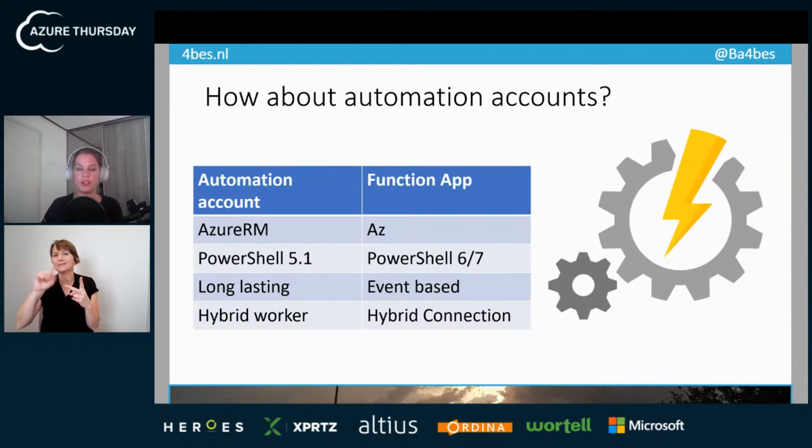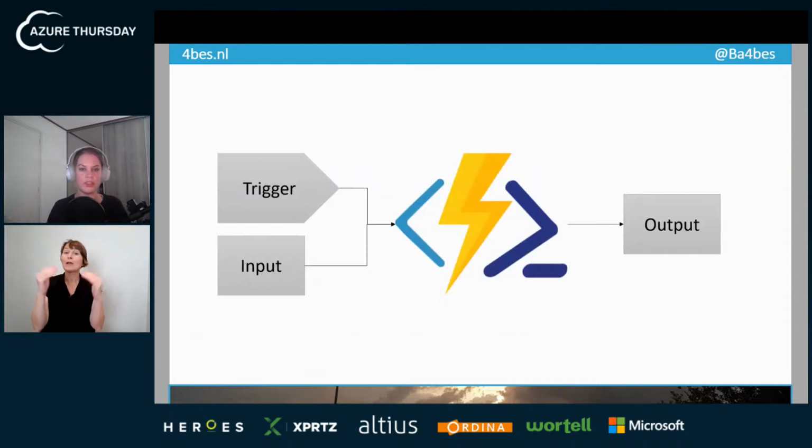So that's automation accounts. Now let's consider what a function app is. And this is a really basic display of what a function does. And I must say, this is a function within a function app. And why that's important is because you can have multiple functions in one function app.